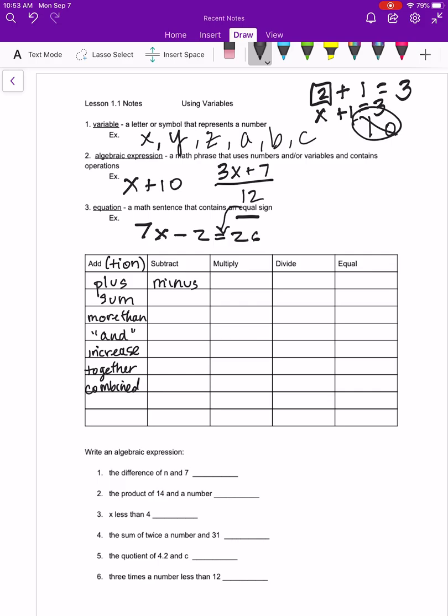All right, so let's talk about subtraction. We already said minus. How about takeaway? Or maybe less than. Decrease, kind of goes with the increase here, the decrease. Difference. Reduce. Fewer. There's some I came up with or thought about.